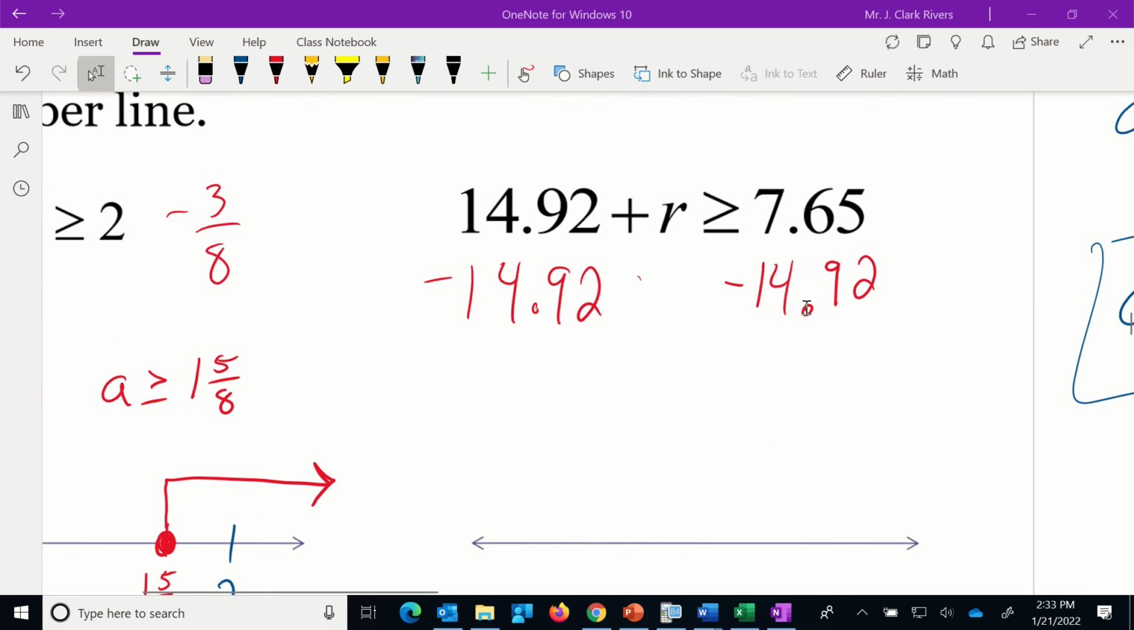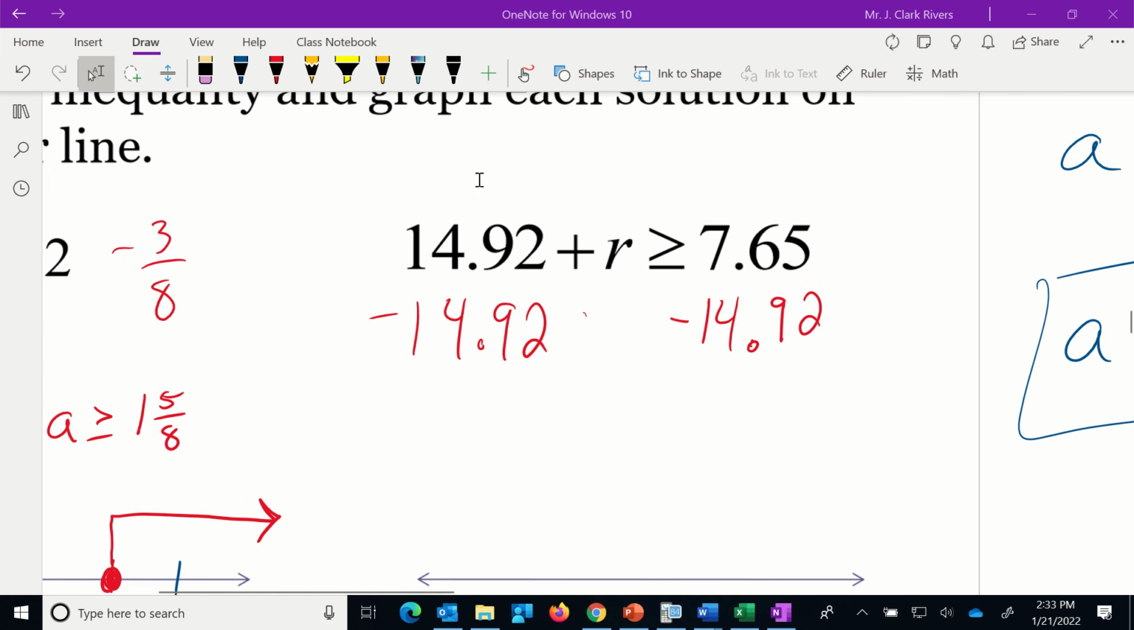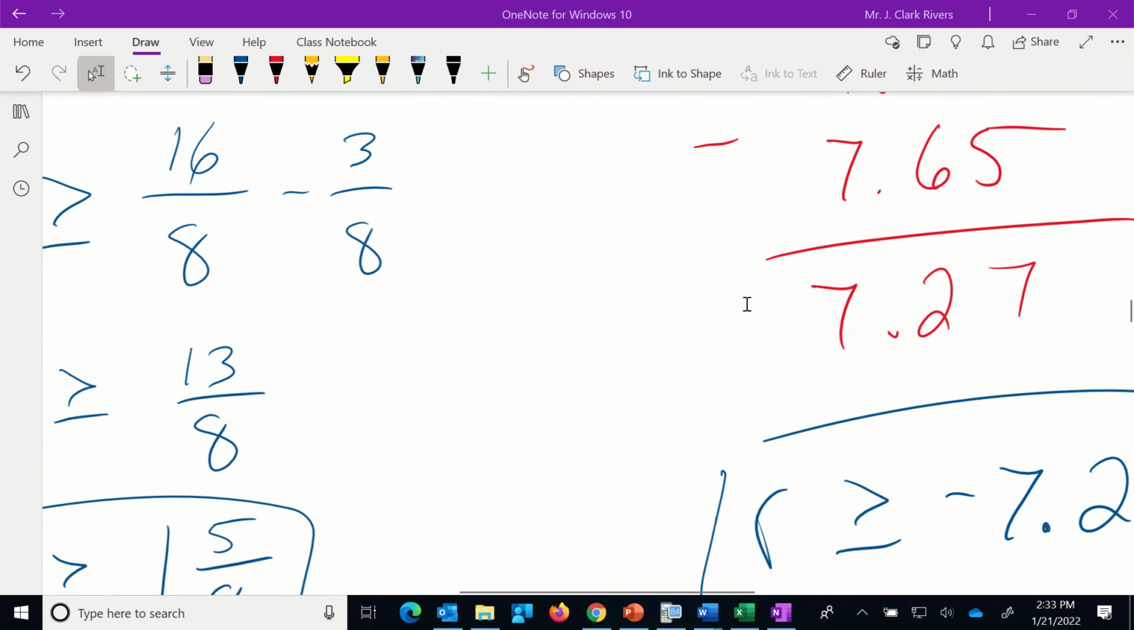All right, let's take a look at the second problem. We're trying to solve for r. The inverse of positive 14.92 is subtracting 14.92, so we subtract that from both sides. Let me slide to the right here.